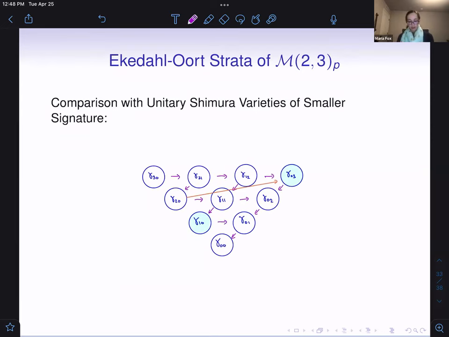But for some of the other strata, we need a different technique. So these two we can show intersect the supersingular locus by comparison with unitary Shimura varieties of smaller signature.